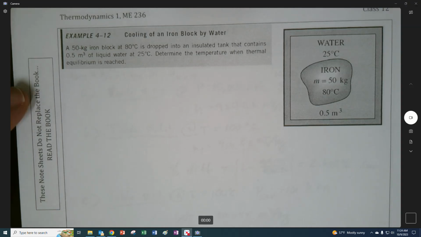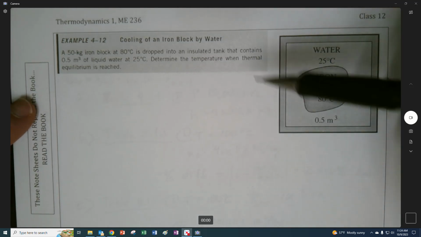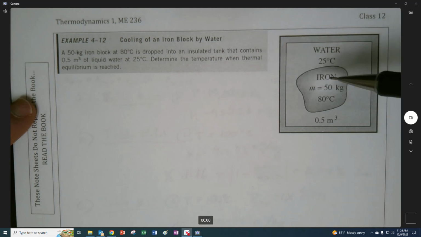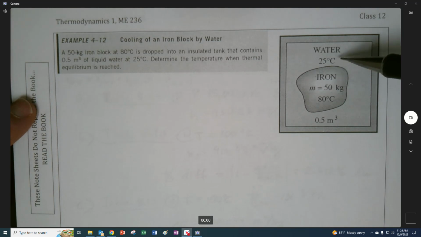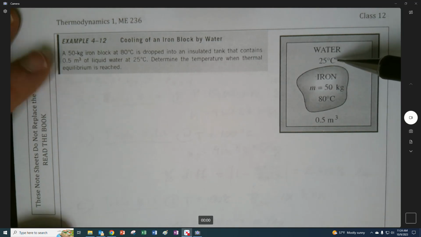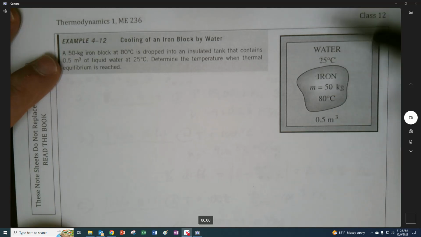One last example for chapter 3, and this is class 12, so we're finishing up chapter 3. I found this in Cengel, and I thought, that's a fairly good question to ask, right? So we have a piece of iron that's 80 degrees Celsius, and it's got a mass of 50 kilograms. And we put it into a tank of water of 0.5 cubic meters of 25 degree water. And we want to determine what the temperature is when it reaches thermal equilibrium.